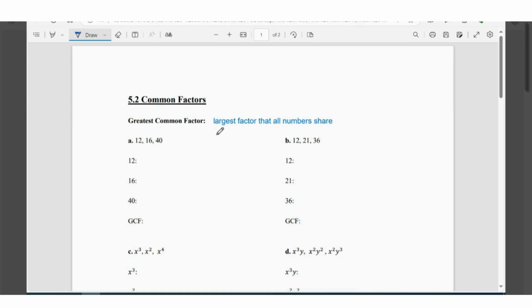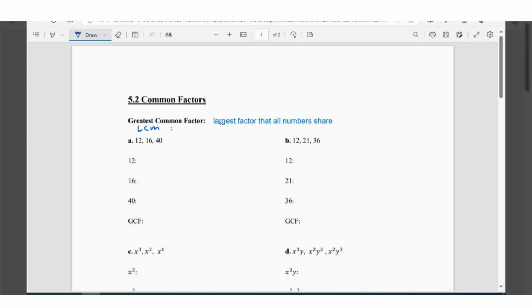So, greatest common factor is the largest factor that all numbers share. I feel like this comes up quite a bit in fractions. I think the textbook also is maybe going to ask you for lowest common multiple, and maybe I'll just go over that quickly.